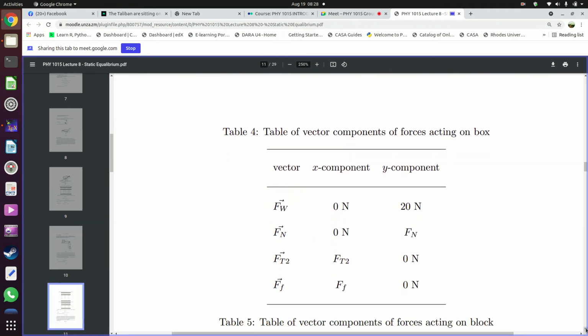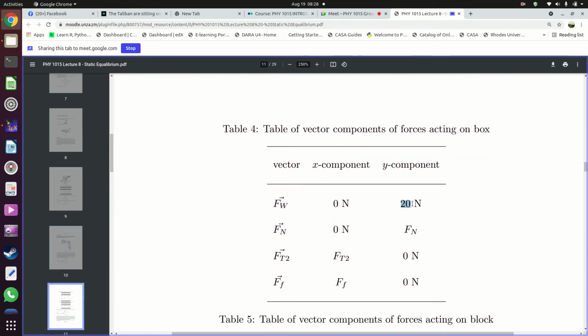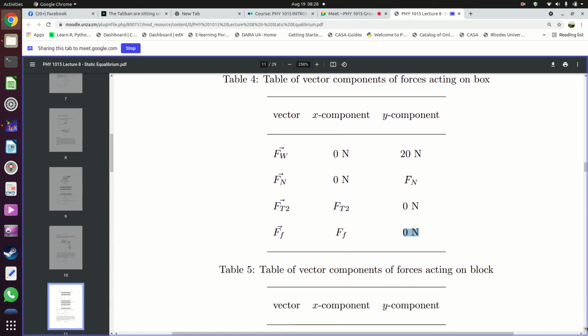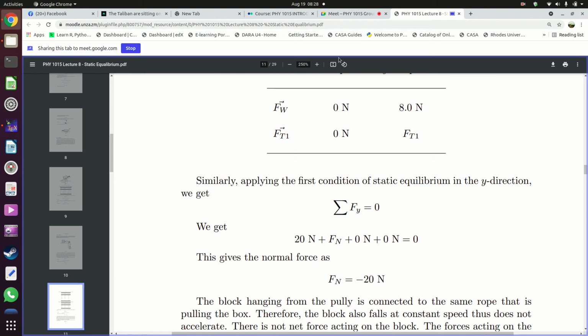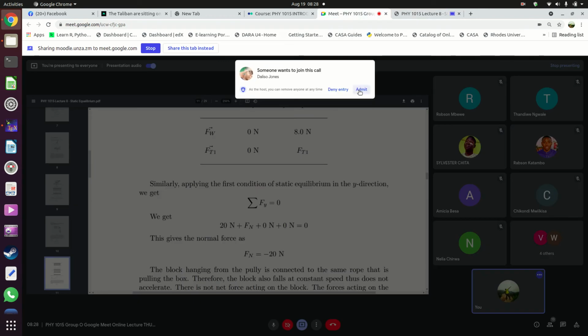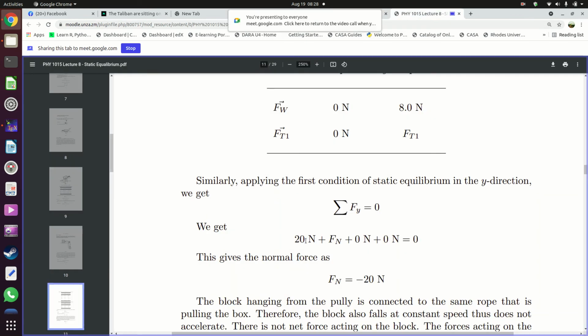When you move to the y side of the table, remember there is a negative in front of this 20. So this is negative 20 plus Fn plus 0 degrees plus this whole thing. According to our first condition of equilibrium, all this should give us 0. When you add them up, we should end up with a 0. So when you do that, this one, the 20, is supposed to be minus 20 plus Fn plus 0 should give us a 0.